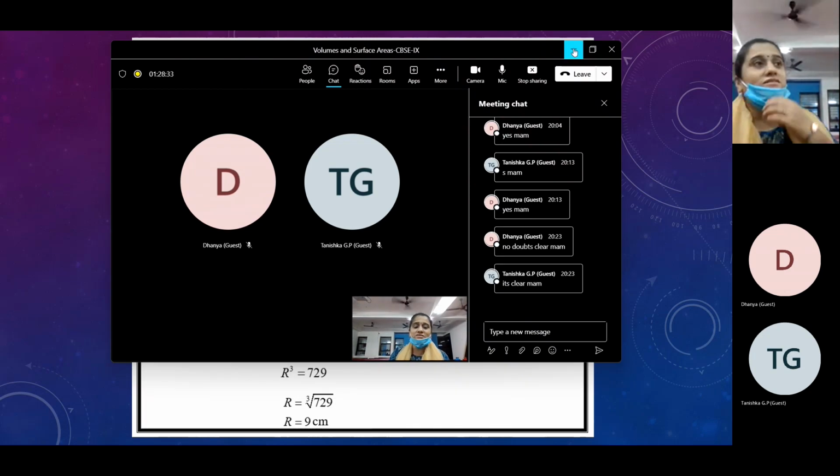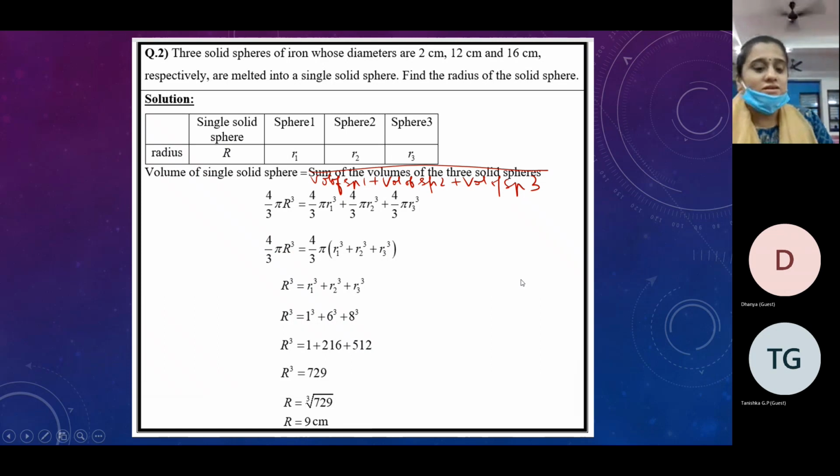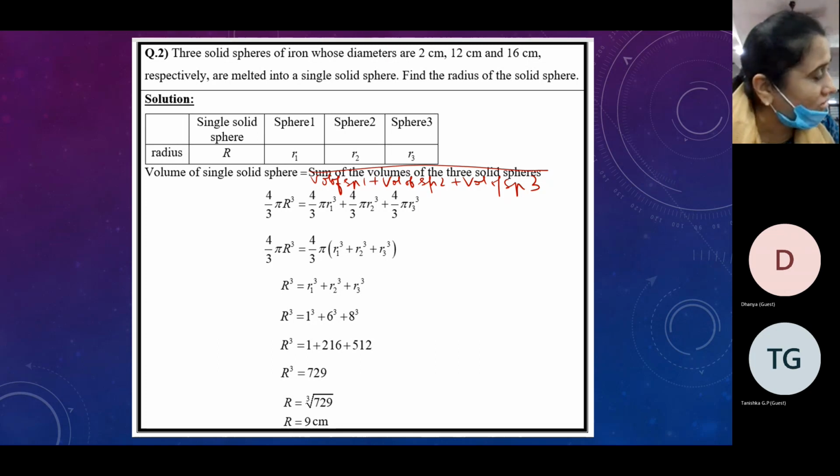Okay, girls, I hope it's clear. Online girls, class here, any questions? Arjun? Madhumita? All right, very good. So remember this. We need to take out 4/3 pi common and cancel it on either side. And then the whole thing becomes very simple.